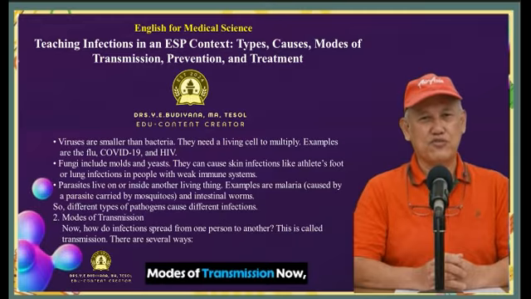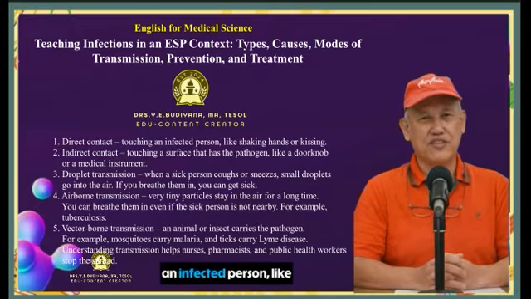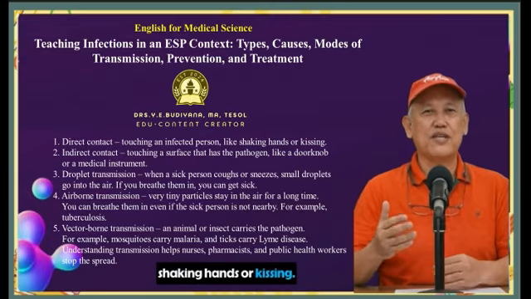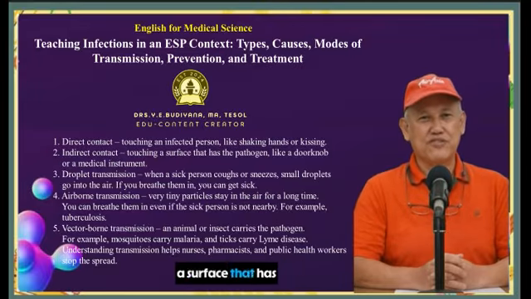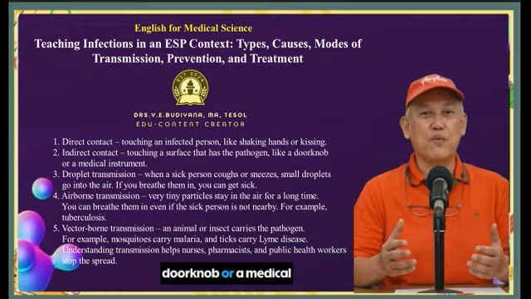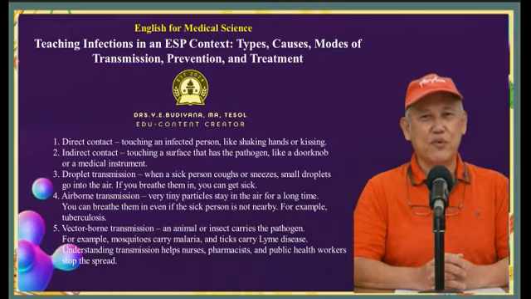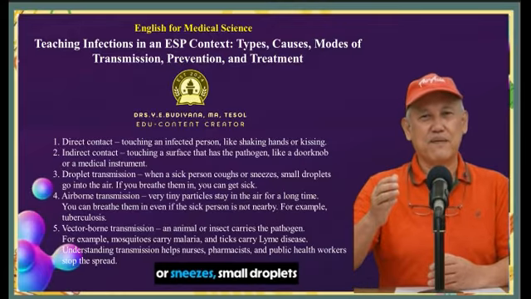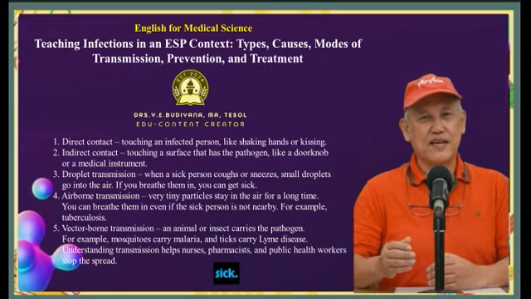2. Modes of transmission. Now, how do infections spread from one person to another? This is called transmission. There are several ways. 1. Direct contact, touching an infected person like shaking hands or kissing. 2. Indirect contact, touching a surface that has the pathogen, like a doorknob or a medical instrument. 3. Droplet transmission. When a sick person coughs or sneezes, small droplets go into the air. If you breathe them in, you can get sick.